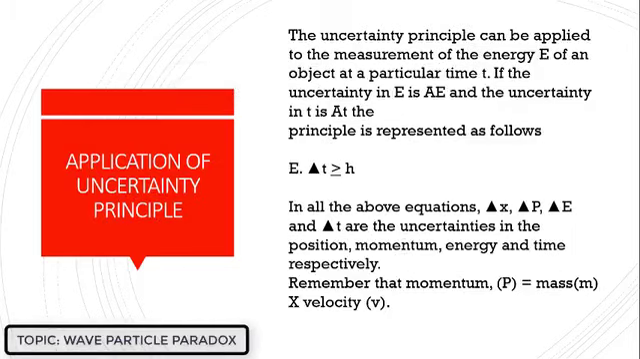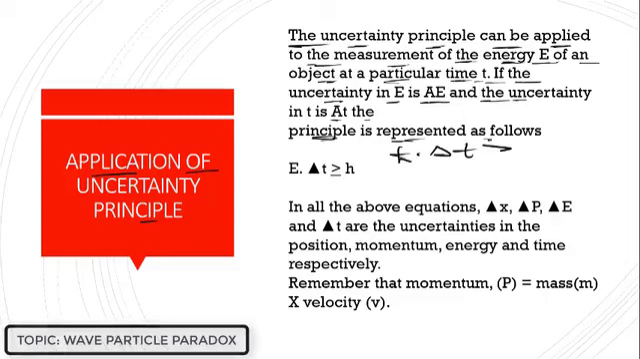Now, let's look at the application of Heisenberg's uncertainty principle. The uncertainty principle can be applied to the measurement of the energy E of an object at any particular point in time. Now, if the uncertainty in the energy is known as ΔE, for instance, and the uncertainty in time is known as Δt, the principle is represented using what we see here as the change in energy multiplied by the change in time greater than or equal to Planck's constant.